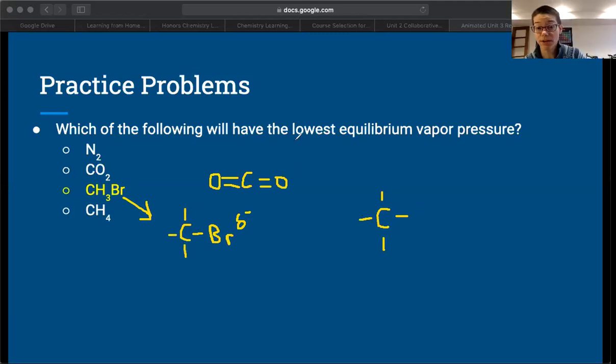So that guy is polar. And since he's the one that's polar, he's going to have the lowest equilibrium vapor pressure because it's most likely to stay as the liquid because it's got the strongest attractions. And what kind of attractions does the CH3Br have? Hydrogen? No, no hydrogen bonds. There's no N or F there. Is it just dipole? Dipole, right? So why is it dipole? Because it's a polar molecule. Okay, so that's literally it.